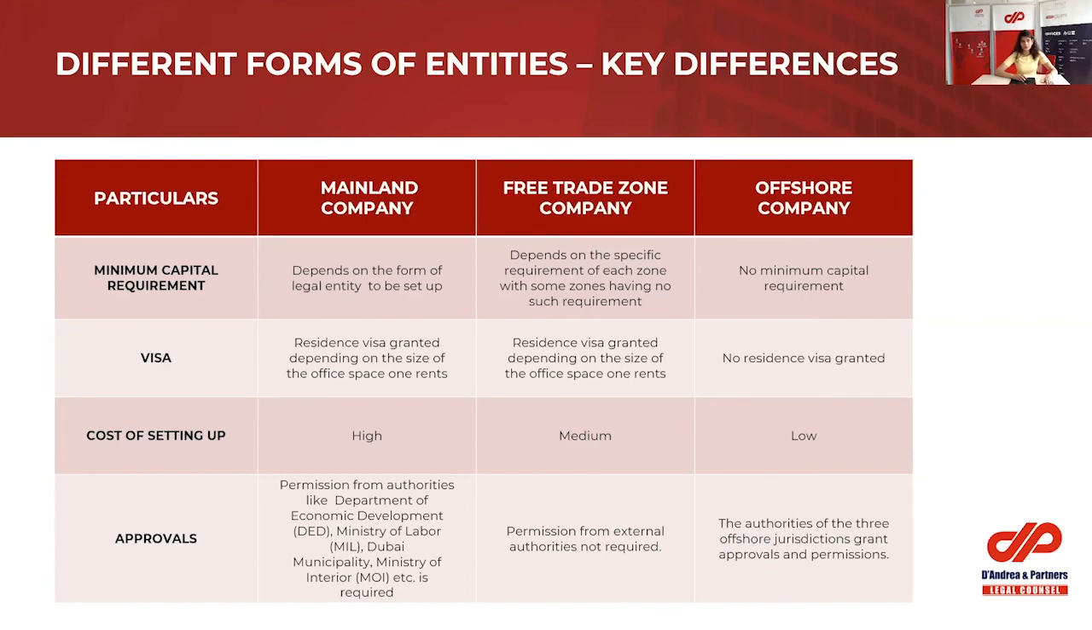Now, for the approvals, as you can see in my presentation, the mainland company requires the most approvals from local bodies. Hence, you also need a local Emirati partner. For a free trade zone company, generally the management company running the free trade zone grants you the required approvals and permissions. There are no other additional permissions that you require. For an offshore company, there are three authorities that I told you, three jurisdictions in which offshore companies can be set up. Those authorities generally grant permissions to set up an offshore company in the UAE.